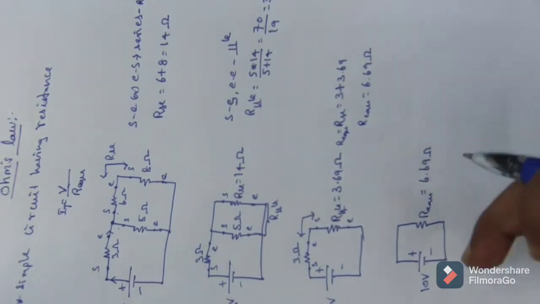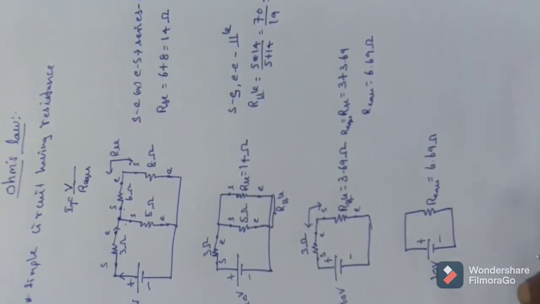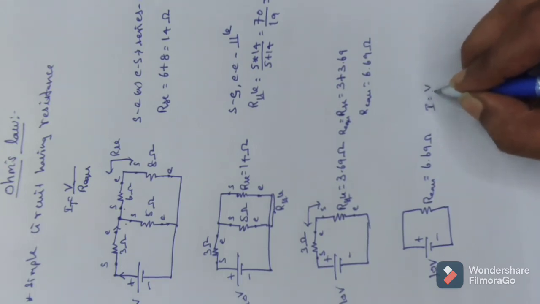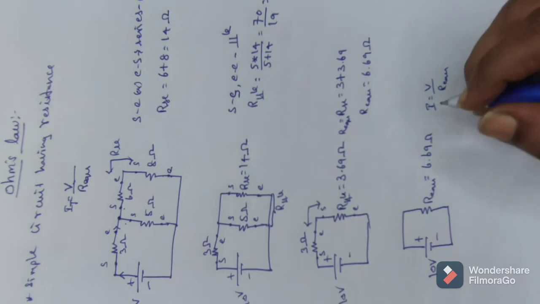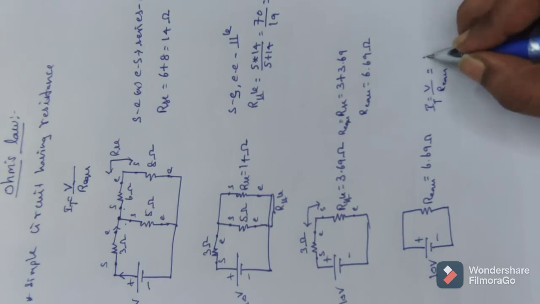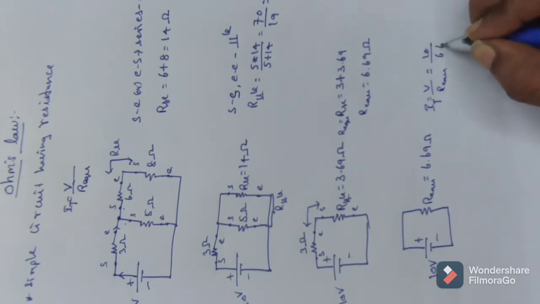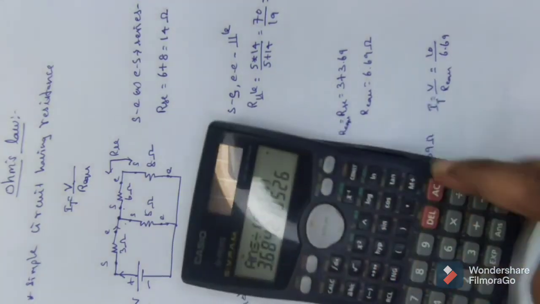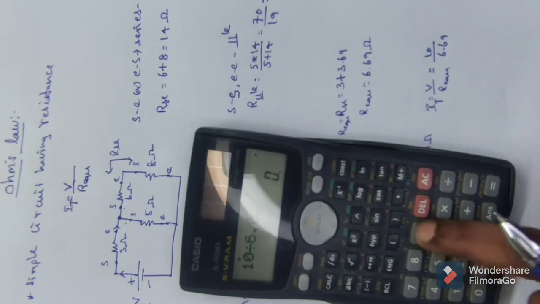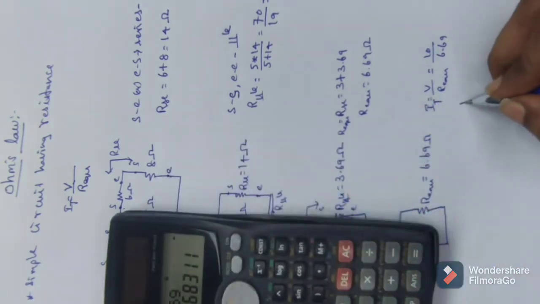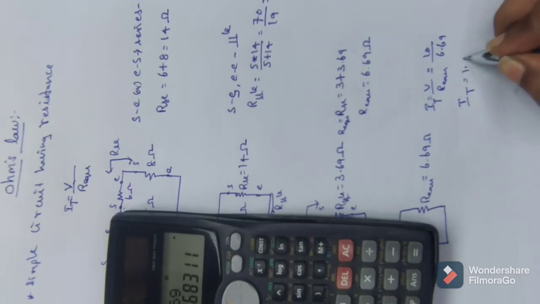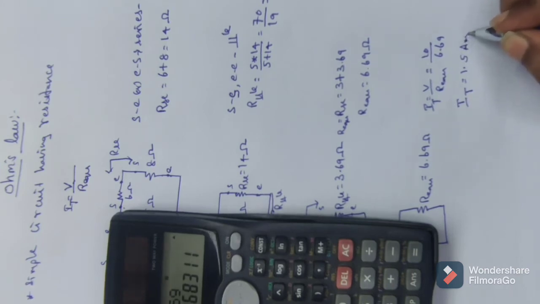Now the larger circuit is converted into a simple equivalent circuit. Here we can directly apply Ohm's law. According to Ohm's law, I equals V by R equivalent, and the obtained current is called the total current. So the voltage value is 10 divided by 6.69, which gives you the total current value. The total current obtained from this circuit is 1.5 amps.